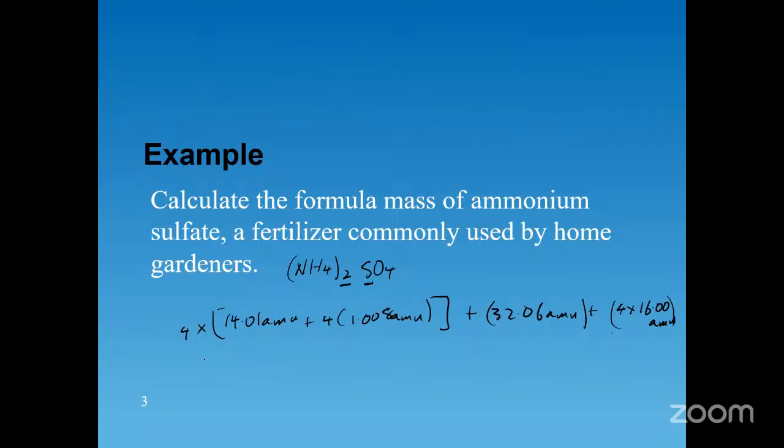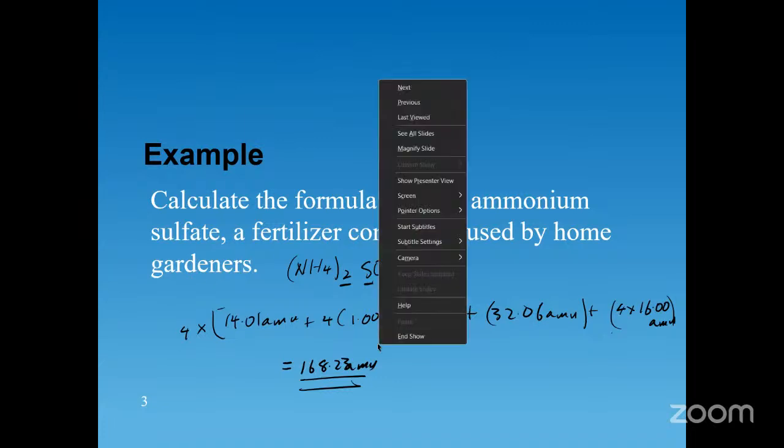According to my calculation, and please correct me if I'm wrong, I got 168.23 AMU. And that's basically how you go about calculating the formula mass of a compound. Obviously, you're going to need a formula, which means that if you're given the name of a compound, then you have to determine what the formula is. And we already know how to do that based on what we did in the previous chapter. Okay, any questions about this?